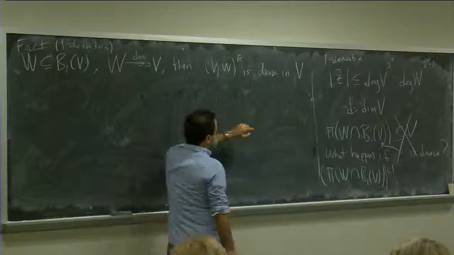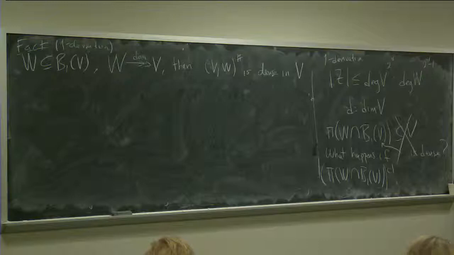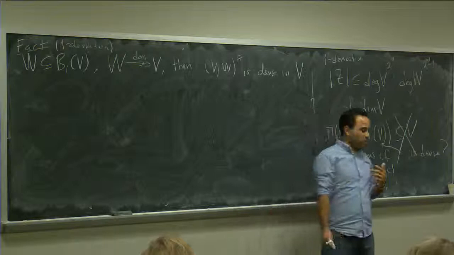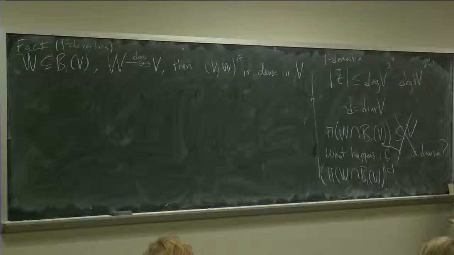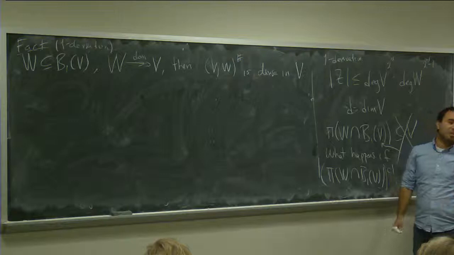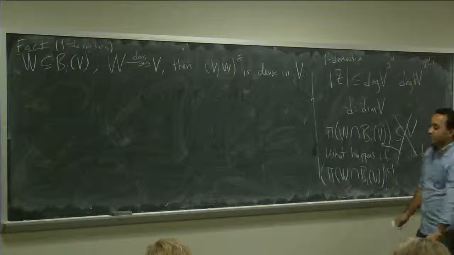So taking the closure won't affect the degree. No, it won't. The degree of a constructible set is only defined if it is closed, right? Well, yes, but you can cheat. You can say that the degree of a constructible set is the sum of the degrees of the components of the closure. Basically, you can define the degree of a constructible set to be the degree of the closure. And you can cheat.